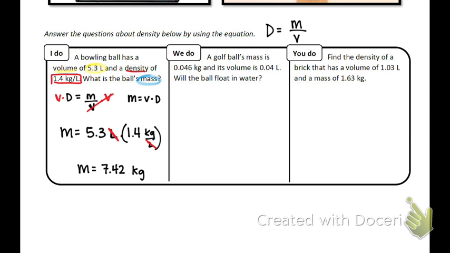All right, for the we do, a golf ball's mass is given 0.046. Its volume is 0.04. Will the ball float in water? What do we need to do? We know the density of water. We need to find the density of this golf ball. How are we going to do that? Divide. Good. Mass goes on top.